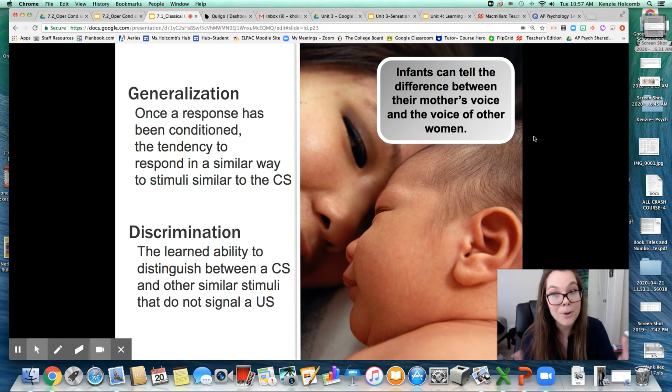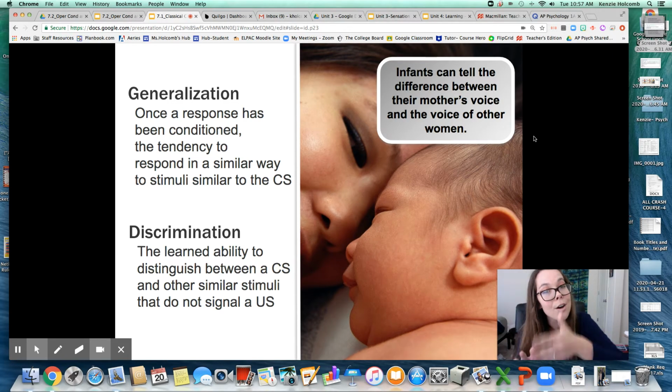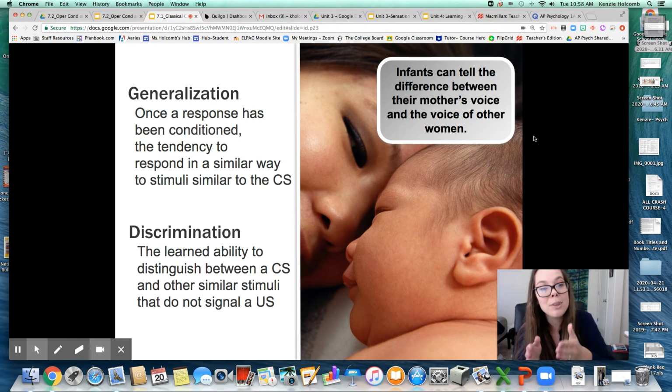So for example, some dogs will not respond to the doorbell because it's not the same as the bell, right? They can discriminate, they can tell the difference. Another example is that infants can tell the difference between their mother's voice versus the voices of other women. How cool is that, right? So they are able to separate the sound.